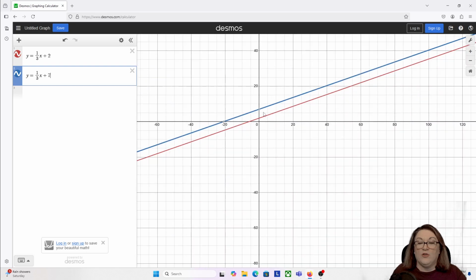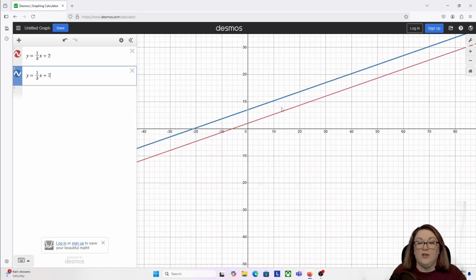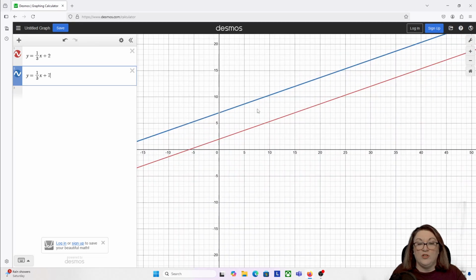They're never going to cross, right? So that is going to be no solution. They don't share any points. Same slope, different y-intercepts, different b's.